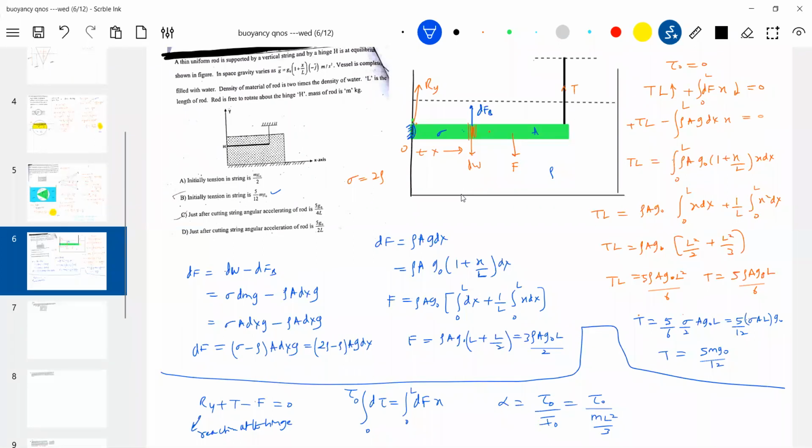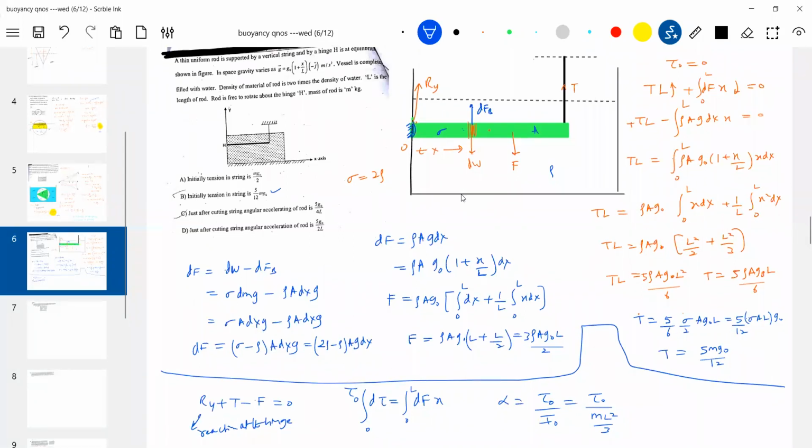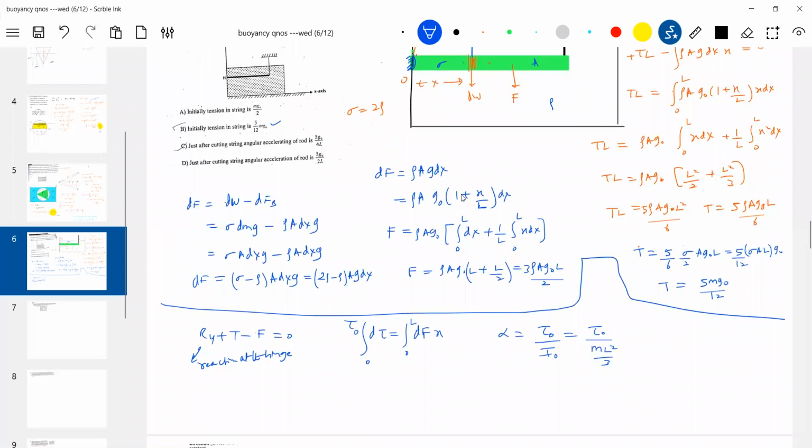Can you work out? I'll proceed to the next concept. Option C will come if you solve it. How to calculate the torque? Okay, and I'll show it. So we are at the end.